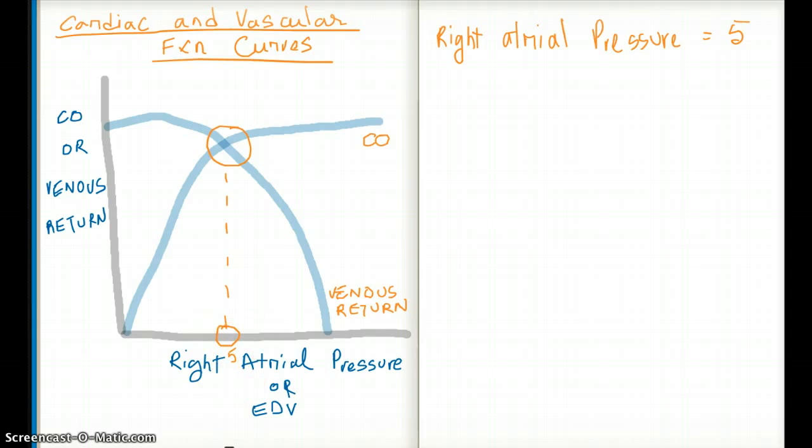Now let me ask you another question. What would be the mean systemic pressure? In this graph, the mean systemic pressure is when the venous return graph intercepts the x-axis. So this particular level right here is going to be our mean systemic pressure. Let's say that pressure is going to be 10. So the mean systemic pressure is going to be 10.